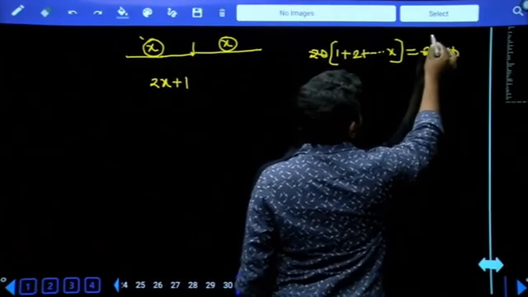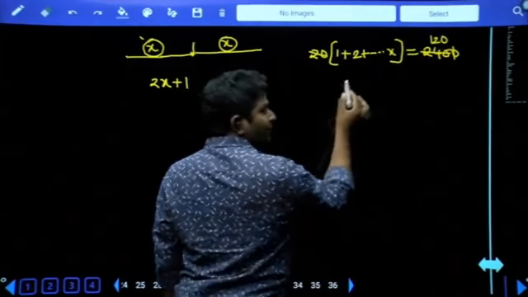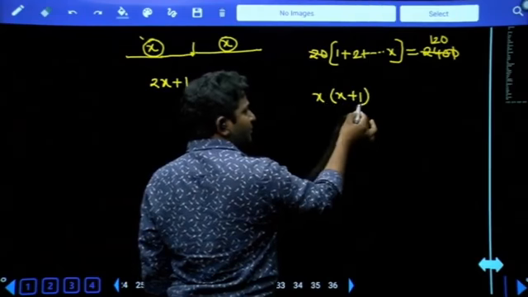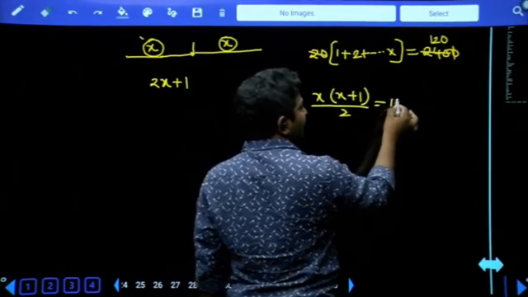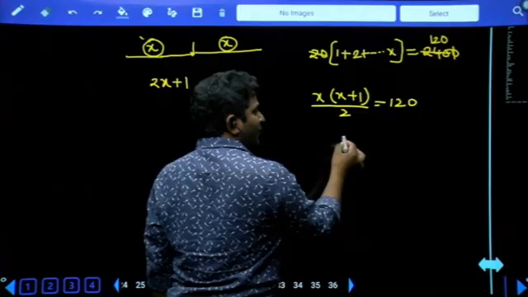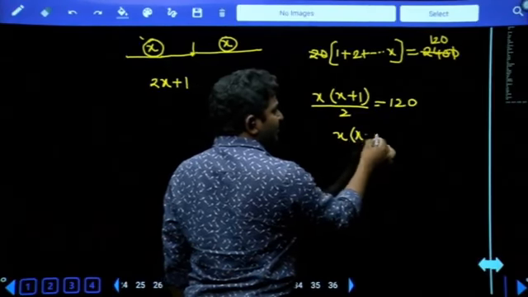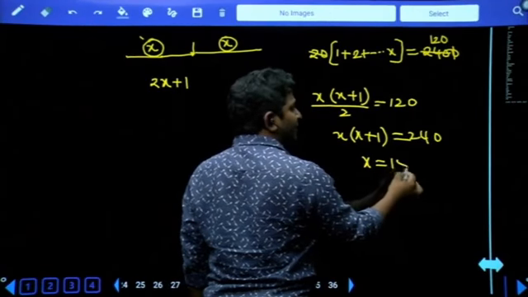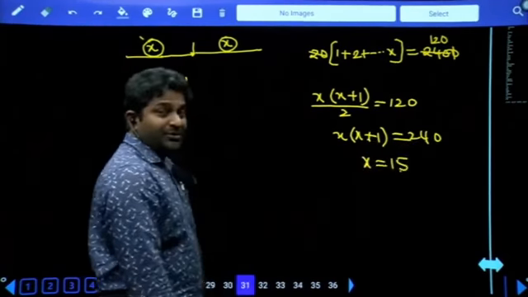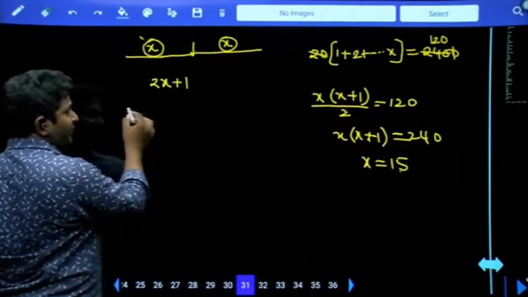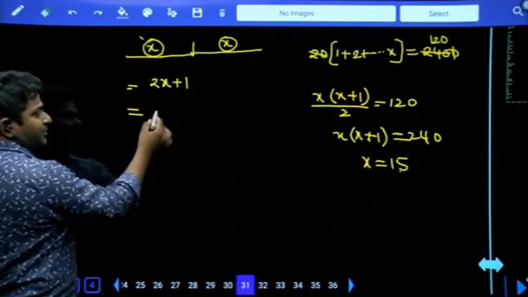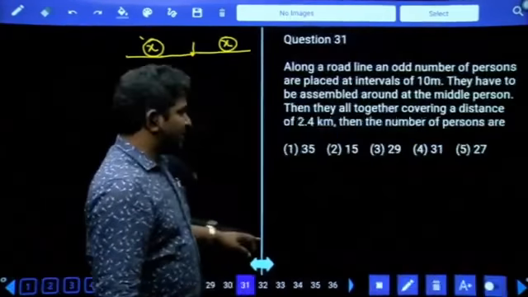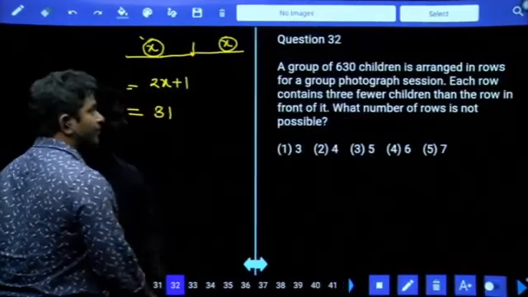20, the 0 gets cancelled and it is equal to 120. Sum of x natural numbers, n into n plus 1 by 2, goes to the other side, 120 into 2, 240. So if x into x plus 1 is equal to 240, the x value is equal to 15. 15 into 16, that only becomes 240. So if the x value is equal to 15, the number of people is 2x plus 1, that is equal to 30 plus 1, 31. So there are a total of 31 members. 31, the fourth option is our answer.